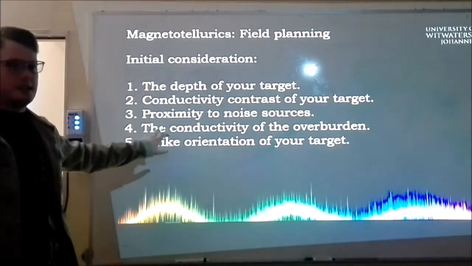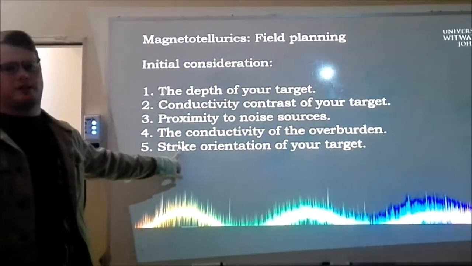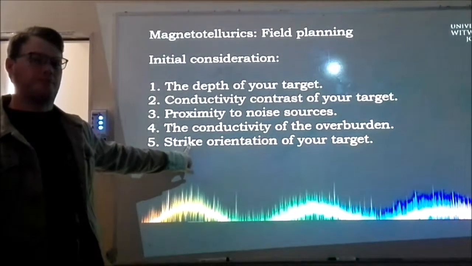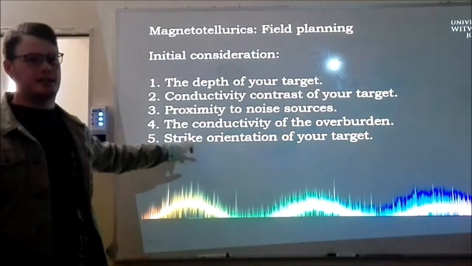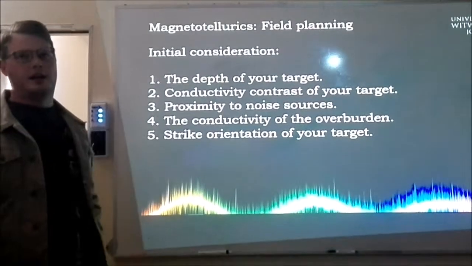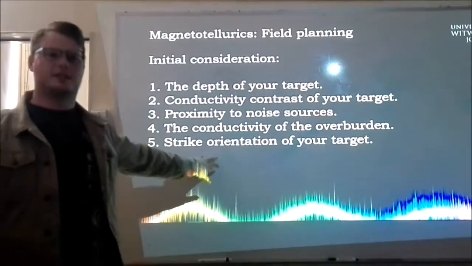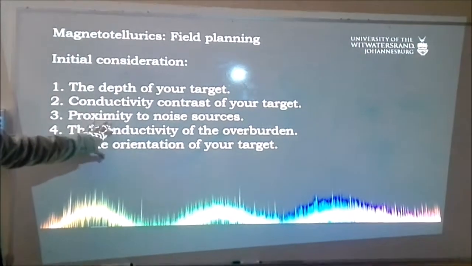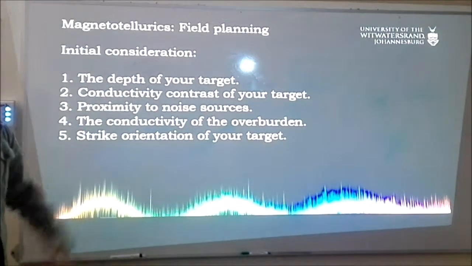The next big thing is the conductivity of the overburden. If your overburden is extremely conductive, you're going to really struggle to get signal at any sort of depth. This is one of the big problems with EM at the moment. They need to figure this out, otherwise EM is going to die out. And then the other one is the strike orientation of your target, which goes back to the TM and TE units. Okay. So I'm going to go through all of these step by step so you can see how important it is to consider these.